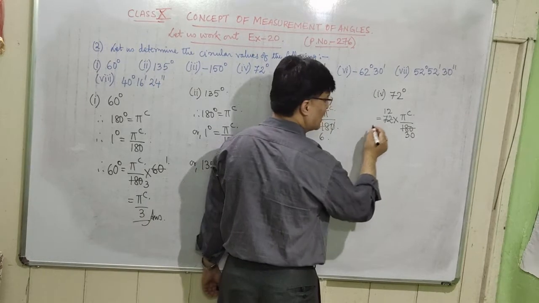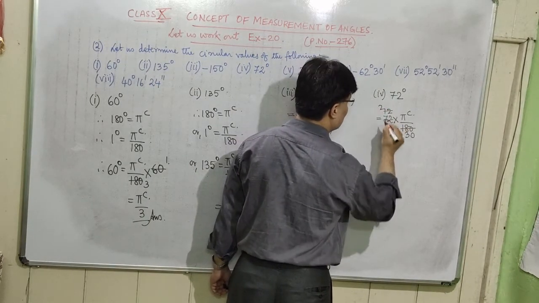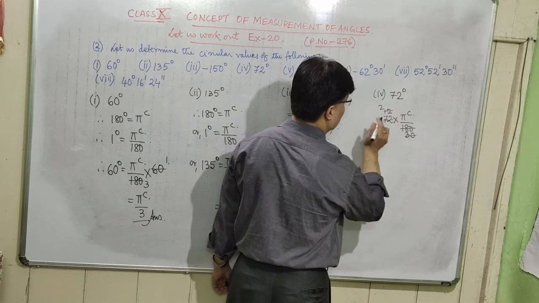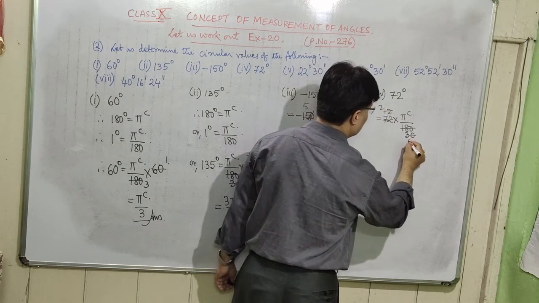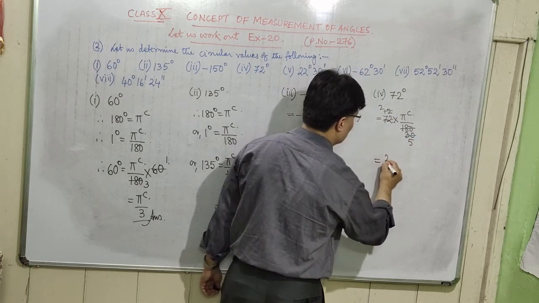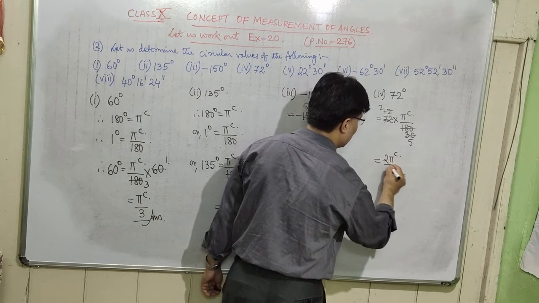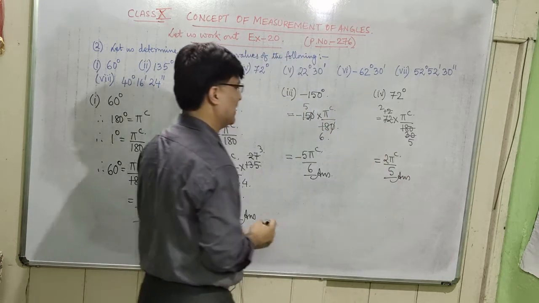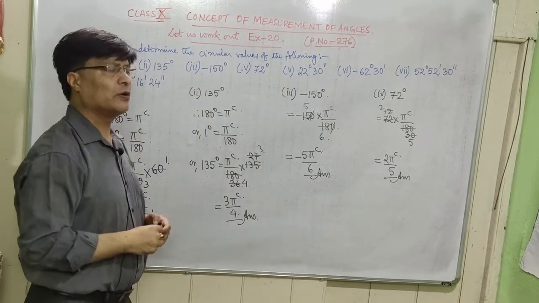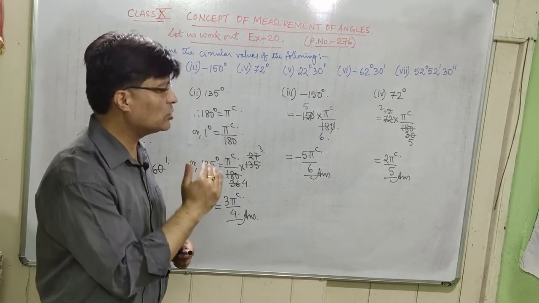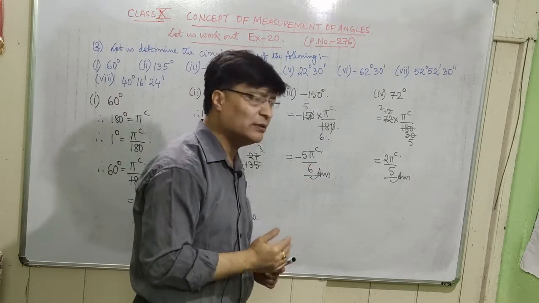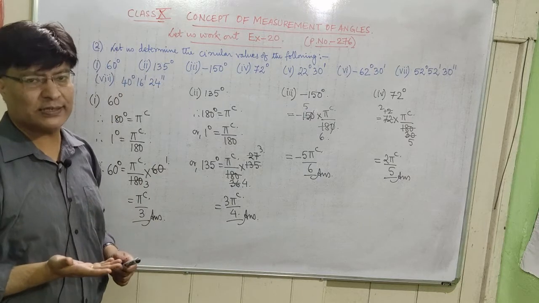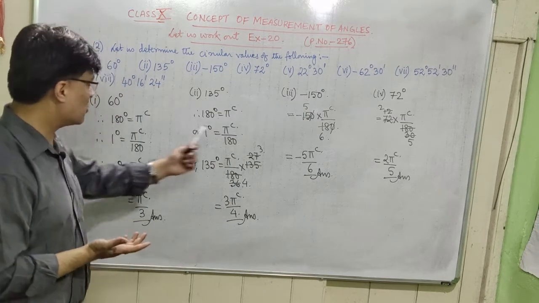Again, it can be cancelled by 6. 6 2s are 12. This is 6 2s are 12, isn't it? 6 2s are 12, 6 5s are 30, which is equal to 2 pi radian divided by 5. So this is the final answer. So what is 72 degree in terms of radian? It is 2 pi radian divided by 5. So that is the answer. Okay, so you can copy it.